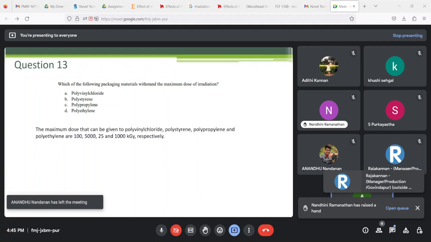So the maximum dose that can be given to a PVC, a polystyrene, a polypropylene, and a polyethylene are 100 kilograys, 5000 kilograys, 25 kilograys and 1000 kilograys respectively. So here you can see the most preferred is polystyrene, followed by polyethylene, and then PVC, and then polypropylene.